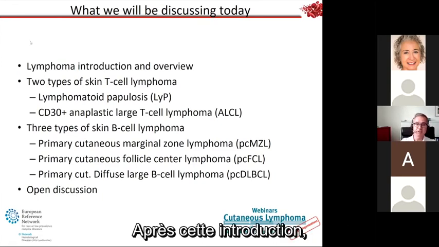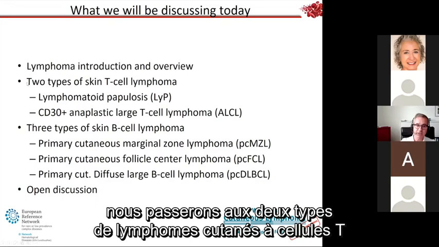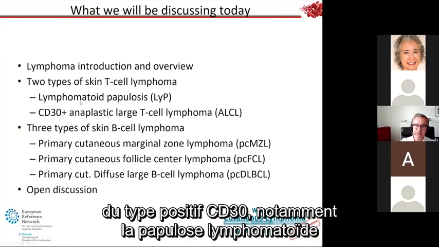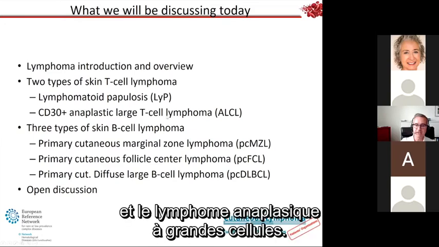So after this introduction, I will then switch to two types of cutaneous T-cell lymphomas of the so-called CD30 positive type, namely lymphomatoid papulosis and this ALCL type of lymphomas.